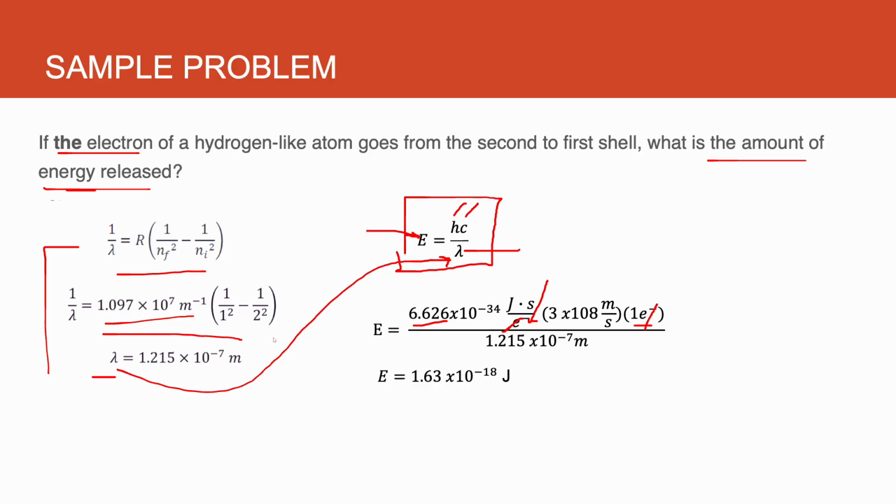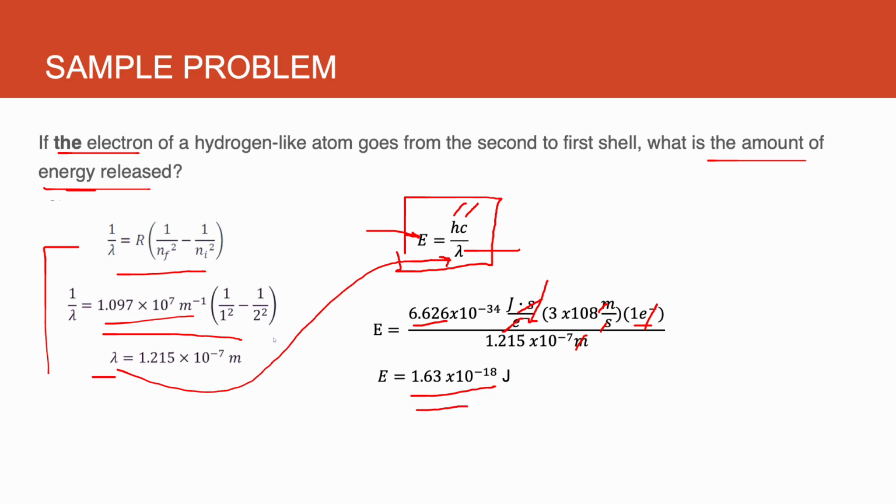Dapat makancel din ang seconds mo, which is actually correct kasi you're using speed of light, no? Which is meter per second. So, meter cancels out sa bottom. Seconds cancel out. So, you are ultimately left with your joules, okay? So, 1.63 times 10 raised to negative 18 joules ang sagot.